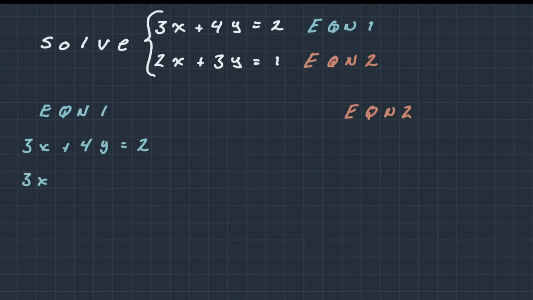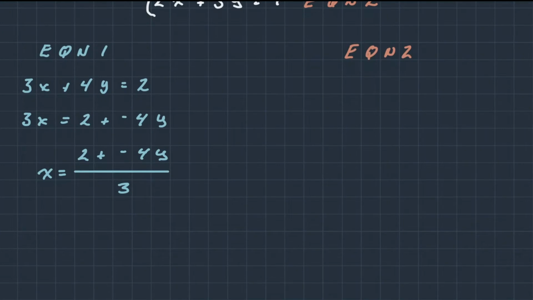The first thing I'm going to do is add negative 4y to each expression, and that will leave me with 3x is equal to 2 plus negative 4y. Now what I'm going to do is divide each expression by 3, leaving us with x is equal to 2 plus negative 4y, and that is going to be also divided by 3. Let me just clean up that left expression and that equal sign a little bit so it looks a little tidier. There we go.